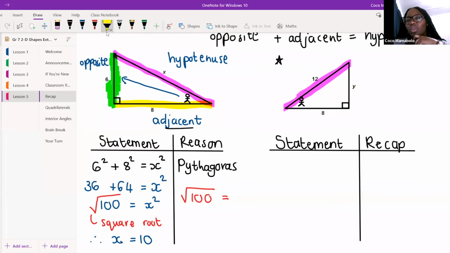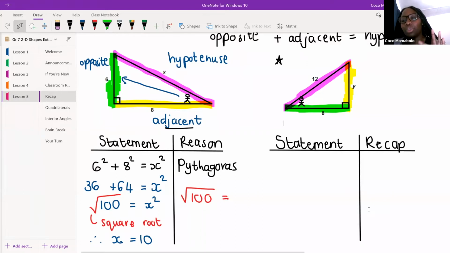Remember, my opposite side is my side furthest away from my little dude, right? So this side is my opposite side. And which side is my adjacent side? How much is my adjacent side? 8. Excellent. Okay, well done. Amazing stuff. Very well done. Can I ask you to mute for me, please, my sweetie? Thank you so much.